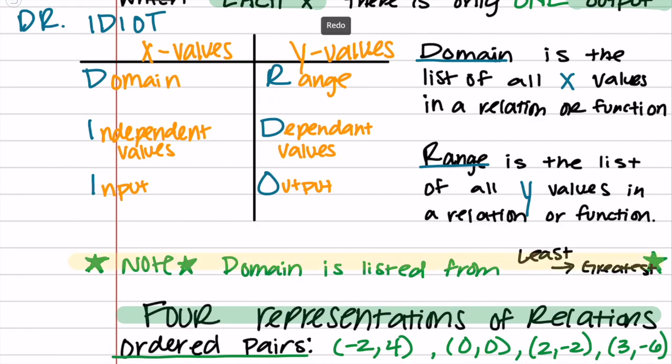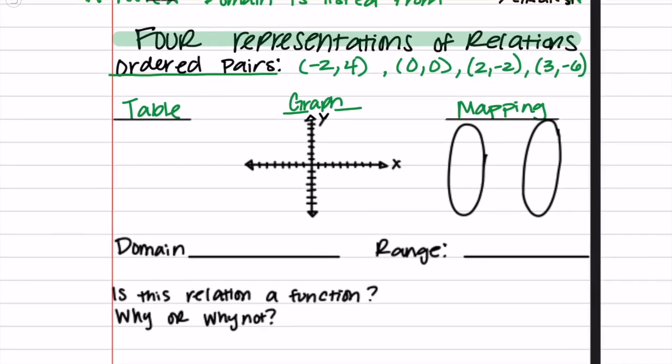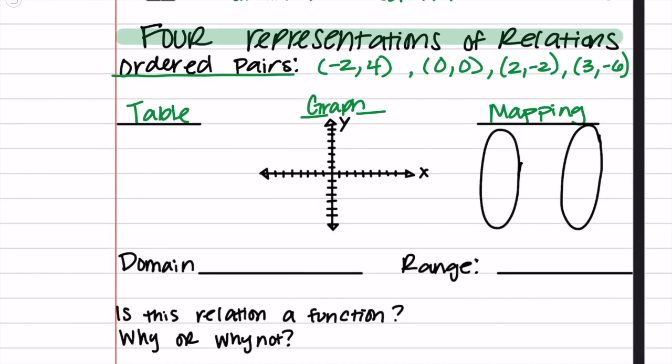All right, so here are the 4 representations of relations. The first one that you see is ordered pairs. That is something that you are used to. You've got 4 different points on here. Now, for a table, we're going to put it into each of these 4. But for a table, what I'm going to do is I'm going to take my points right there, and notice they're already in least to greatest order in terms of my domain, my x values.